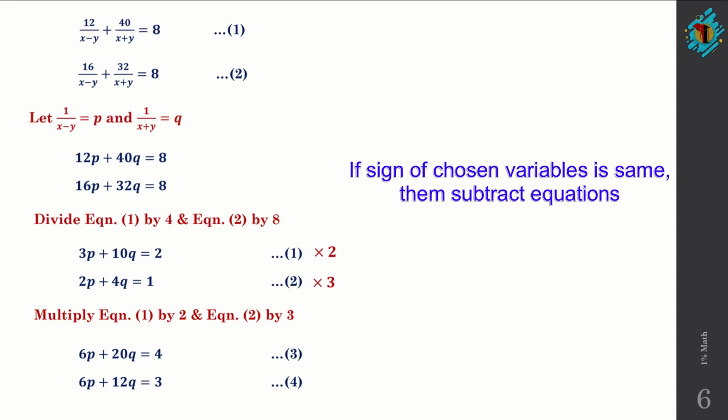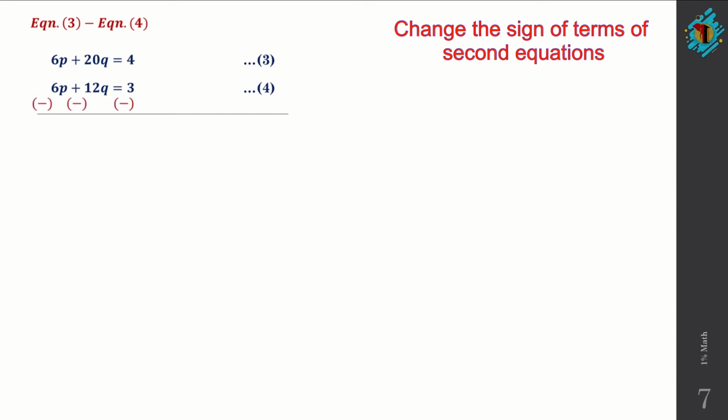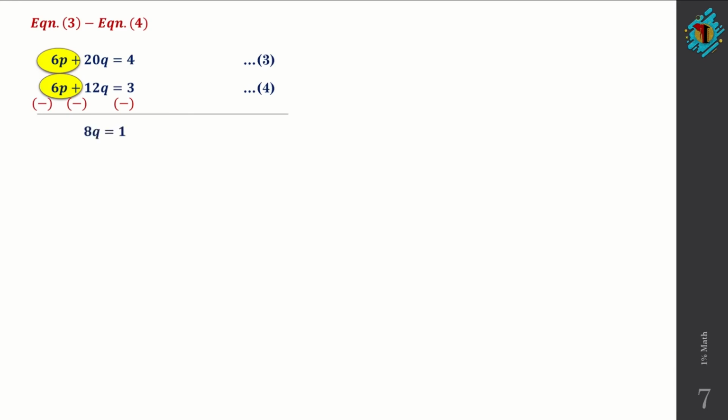Now as you can see here, the coefficients of p are the same and the signs are also the same. Since they have the same sign, to cancel these two 6p's, I am going to subtract the equations. So equation 3 minus equation 4. Make sure when you are subtracting equations, you change the sign. So now you can easily cancel 6p and 6p. When you subtract 20q and 12q, you get 8q. 8q is equal to 1. So q is 1 by 8. We already know that q is 1 by x plus y. So now we found the value as 1 by 8. That means x plus y becomes 8.